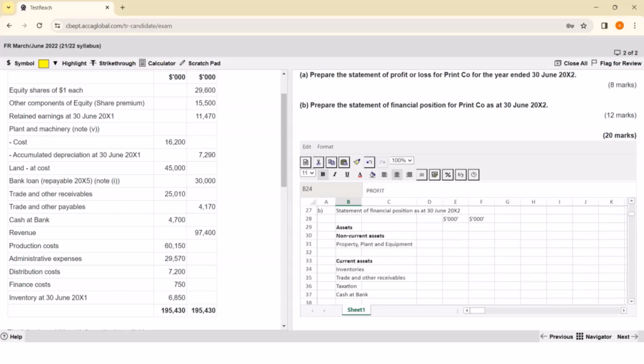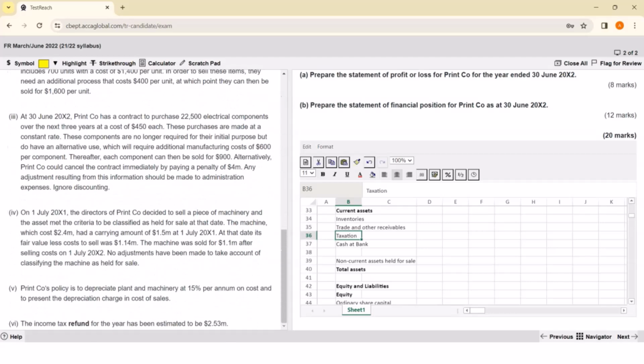Then I come to the statement of financial position as at 30th June 20x2. I have assets, non-current assets. In this, I have property, plant, and equipment. If there had been an investment property separately or any other long-term investment, I could have written it here, but still I have left some space. In current assets, I have written inventories. I've seen trade and other receivables. There was a tax refund written very prominently in the question, so I have written taxation over here, and then there is cash at bank.